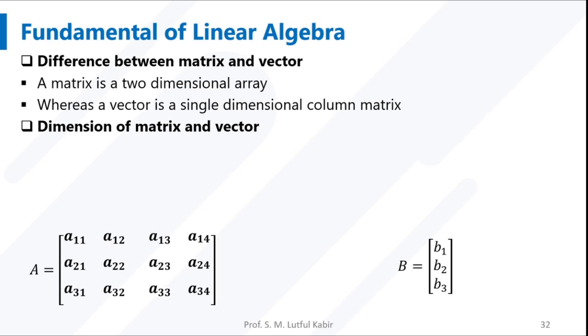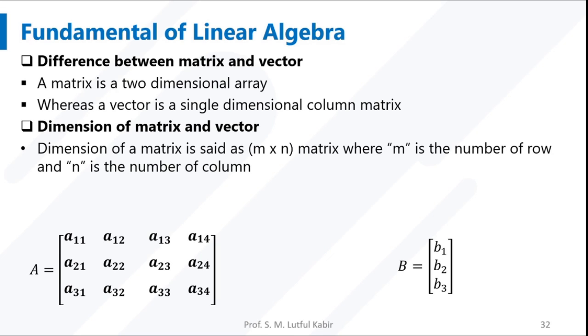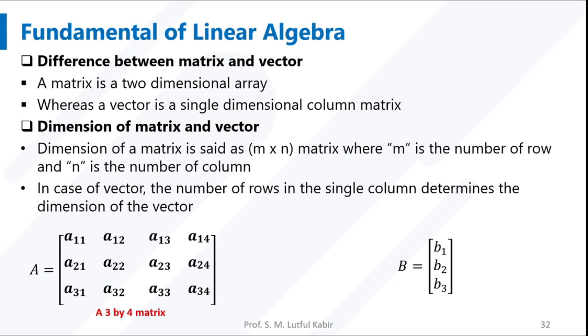Then dimension of matrix and vector. The dimension of a matrix is said to be an m by n matrix, where m is the number of rows and n is the number of columns. For example, in case of A, it is a 3 by 4 matrix. In case of a vector, the number of rows in the single column determines the dimension of the vector. For example, the vector B will be called a three-dimensional vector.